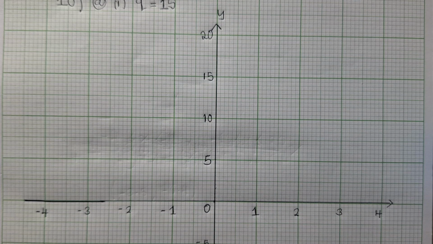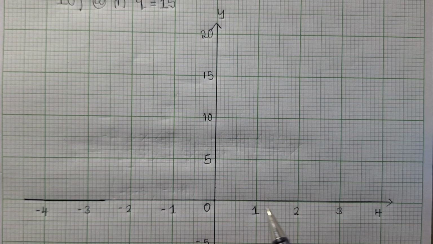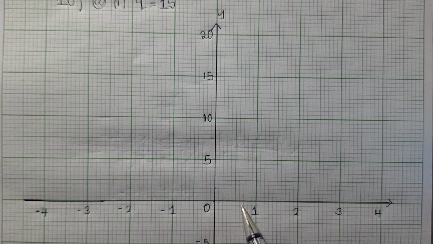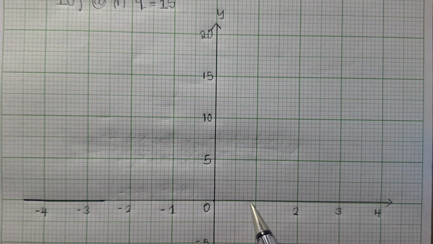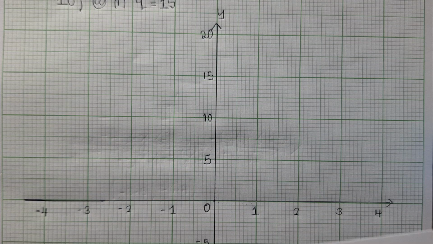So 1 divided by 10 gives me 0.1, so each line is 0.1. So this is 0.1, 0.2, 0.3, 0.4, 0.5, 0.6, 0.7, 0.8, 0.9, 1, 1.1, and so on. Now, the point I want to plot is this one.